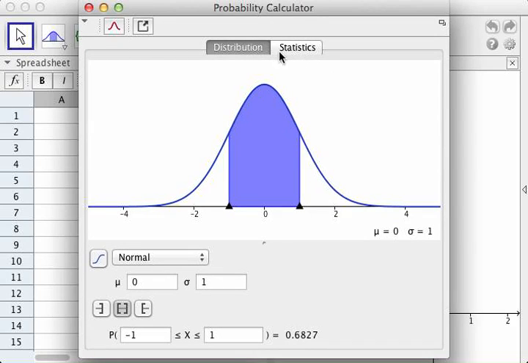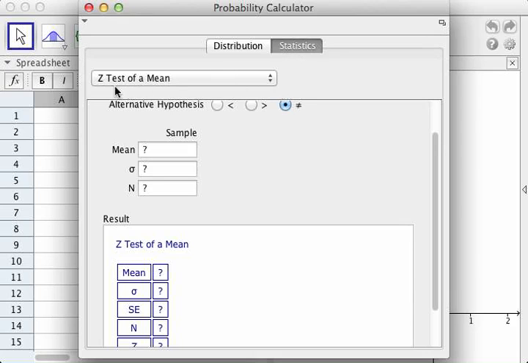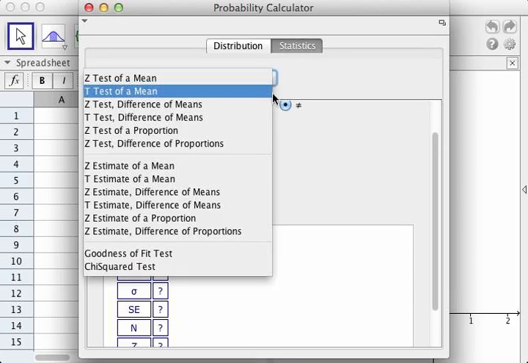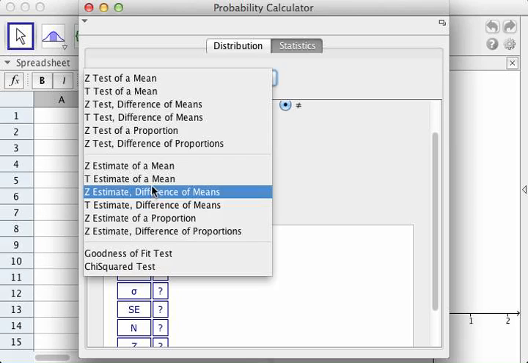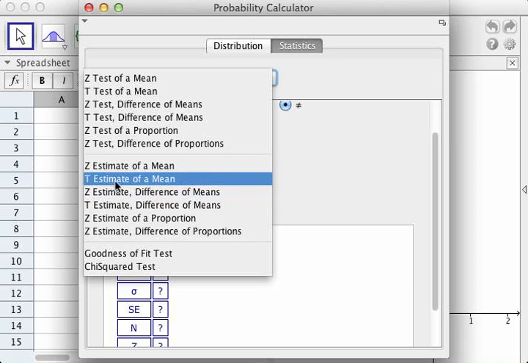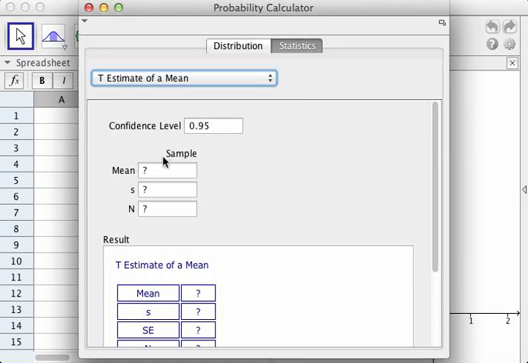We're interested in statistics, and we are trying to calculate a t-estimate of a mean. So we're going to estimate the mean using the t-distribution. That's what we need. So t-estimate of a mean.